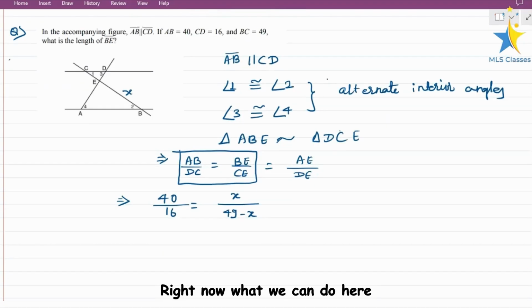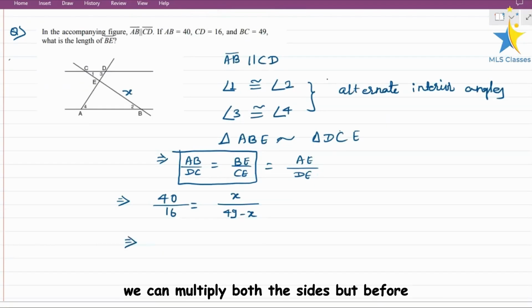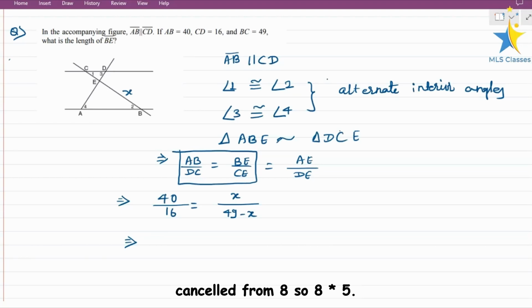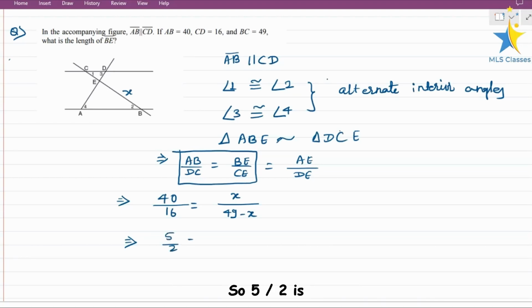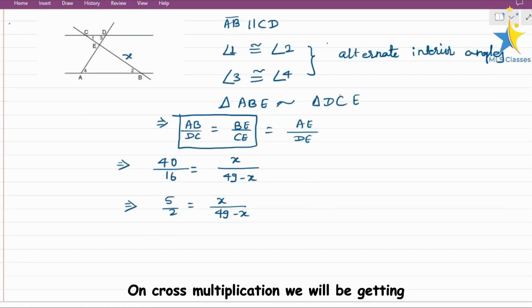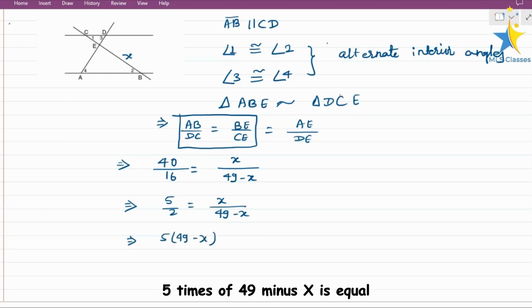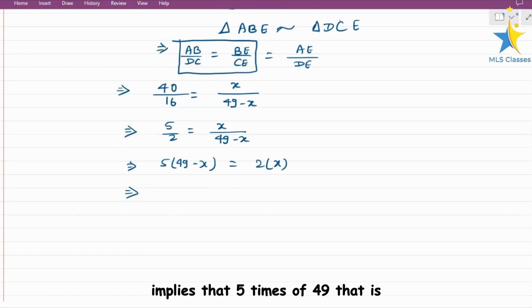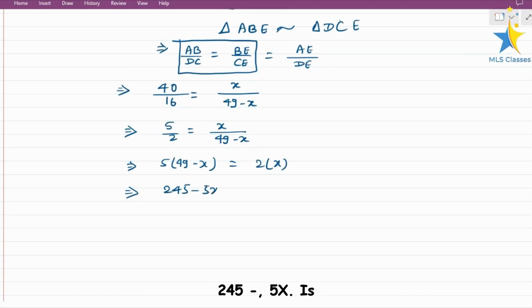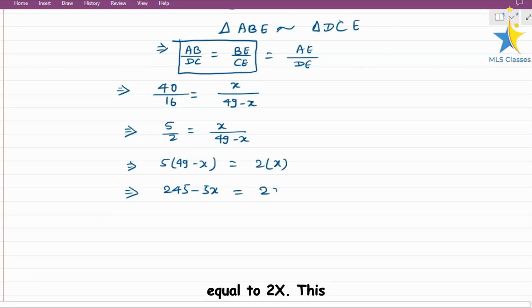Now, what we can do here is multiply both the sides, but before that, we can simplify this. Both are cancelled from 8, so 8 times 5. So 5 over 2 is equal to X over 49 minus X. On cross multiplication, we will get 5 times (49 minus X) is equal to 2 times X. So this implies that 5 times 49, that is 245, minus 5X is equal to 2X.